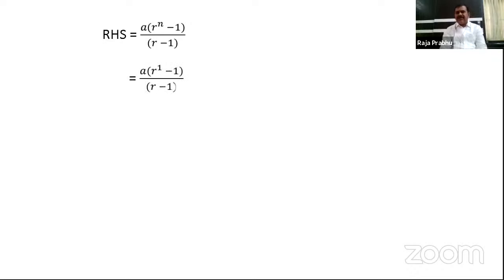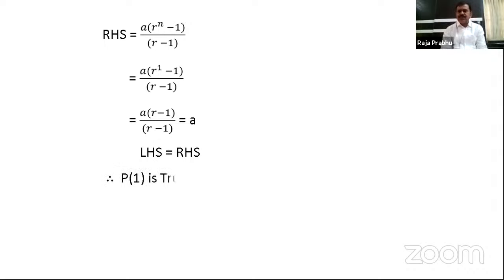Now what is the RHS, I mean that formula, a into r to the power n minus 1 by r minus 1. Here also, substituting 1 in the place of n, we get a into r to the power 1 minus 1, that is r minus 1 by r minus 1, which gets cancelled. Then the remainder is also only a. So it is very clear that LHS is equal to RHS. Means it is verified for n is equal to 1. That means P of 1 is true. Okay, the first step is finished.